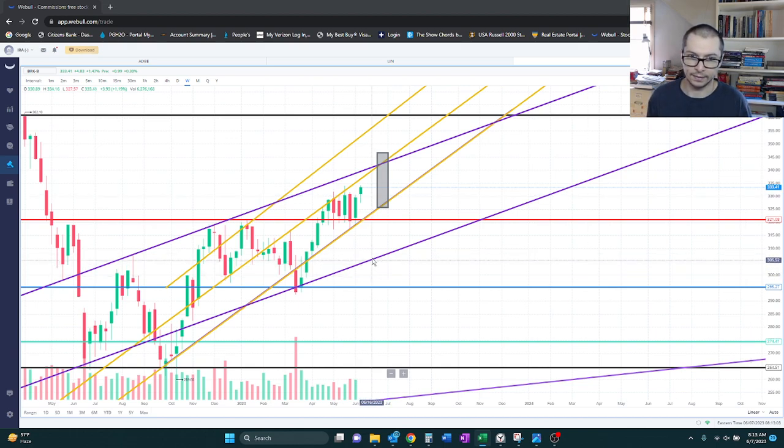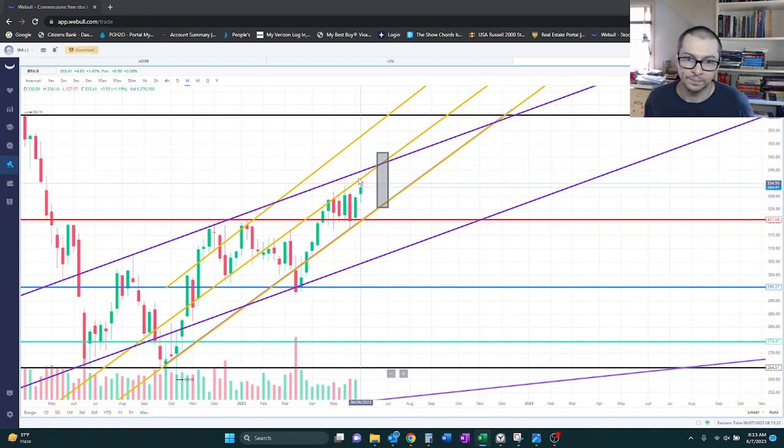305 would be at the very bottom of this purple uptrend channel. 321 is the bottom of the yellow. It also seems like there was some support found here over the past month and a half, so that makes sense. We could touch on that point again.